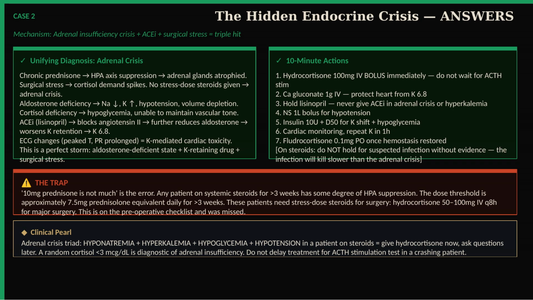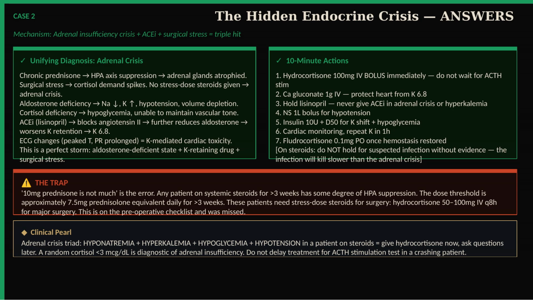Your 10-minute actions. 1. Hydrocortisone, 100 milligrams IV. Immediately. Do not wait for an ACTH stimulation test. 2. Calcium gluconate, to protect the heart from that potassium. 3. Hold the lisinopril. You never give an ACE inhibitor in adrenal crisis or hyperkalemia. Then a saline bolus, insulin and dextrose, to shift potassium and treat the hypoglycemia, monitoring, and fludrocortisone once she's stabilized.